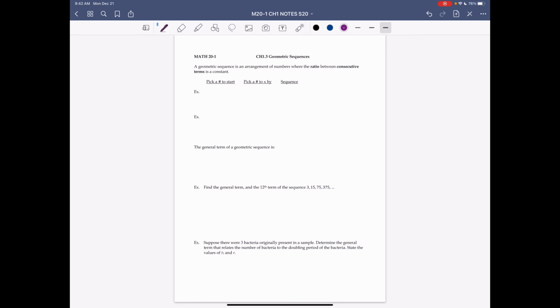Chapter 1.3 Geometric Sequences. A geometric sequence is an arrangement of numbers where the ratio between consecutive terms is a constant.